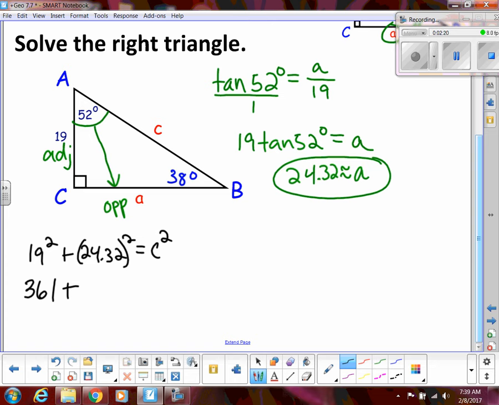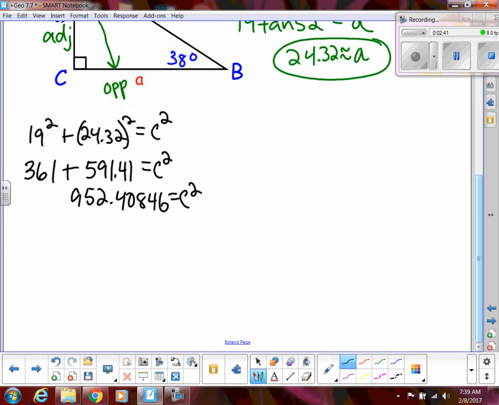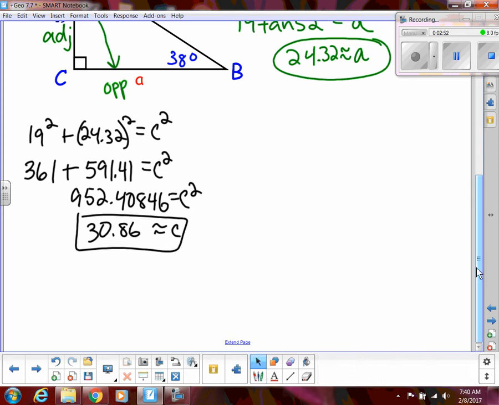24.32 squared, I got about 591. If I add those together, 952.40846, and then square root that, and I'm getting C is roughly 30.86. So that's one way to get that last side.